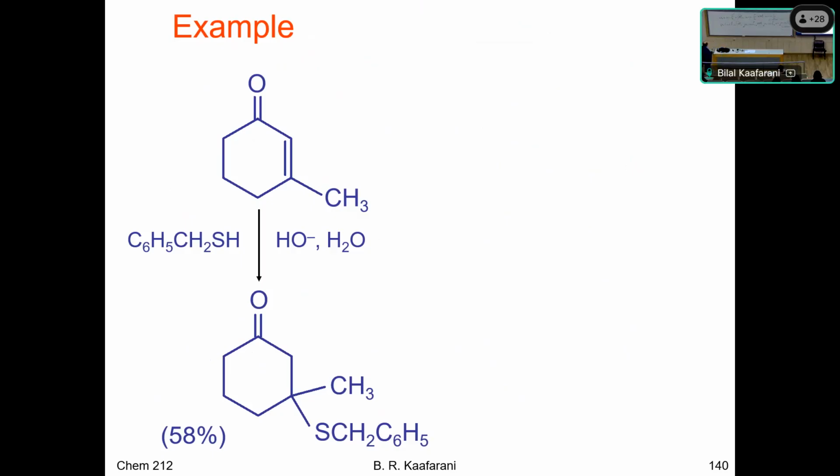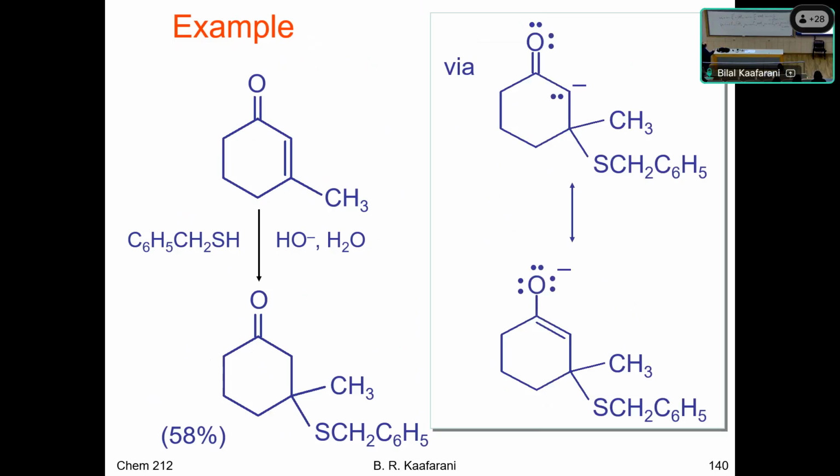So the RS minus will attack here. This will go here. You get O minus. Notice I will always draw the more stable resonance structure, like I did on the board earlier. So I got this enolate. I protonate, I got the enol, and then I tautomerize. That is the problem.